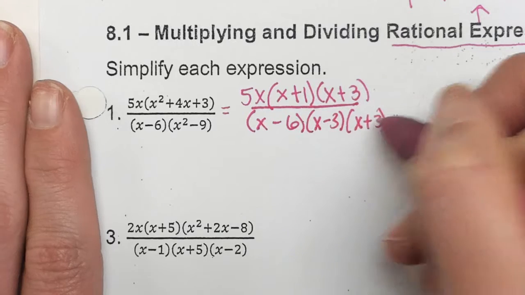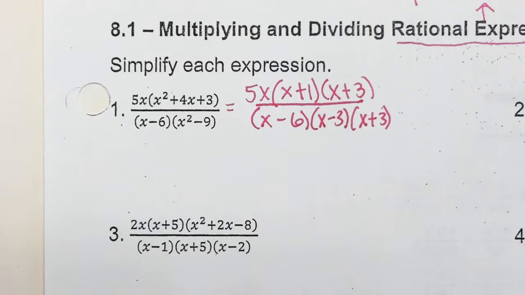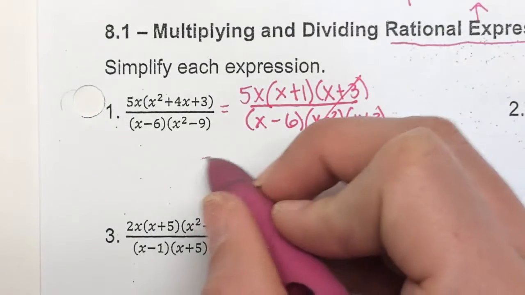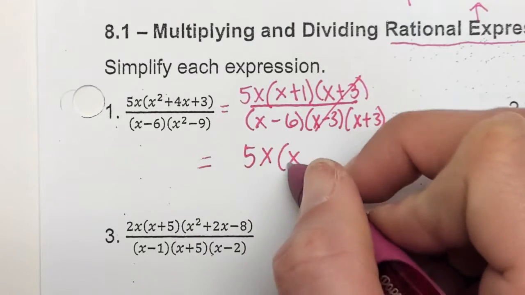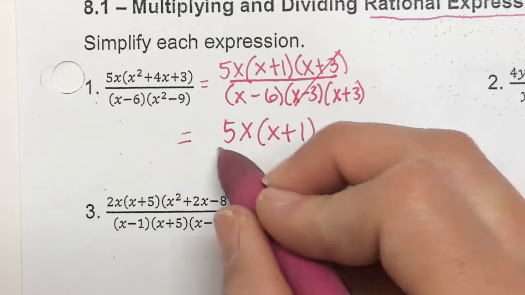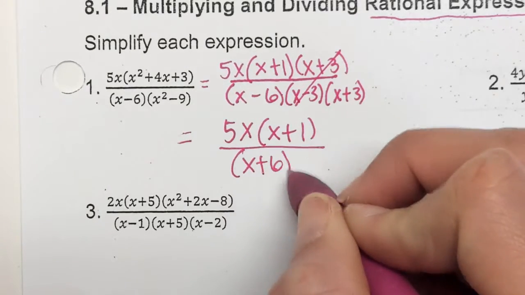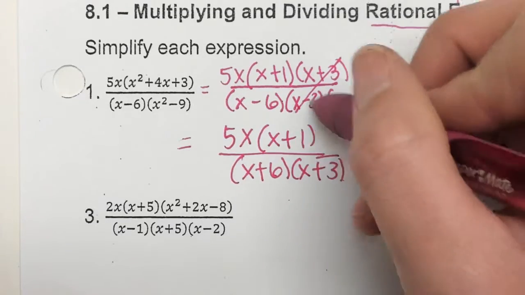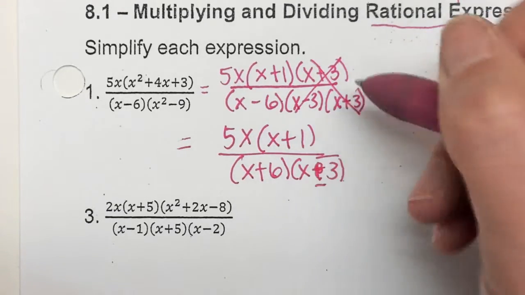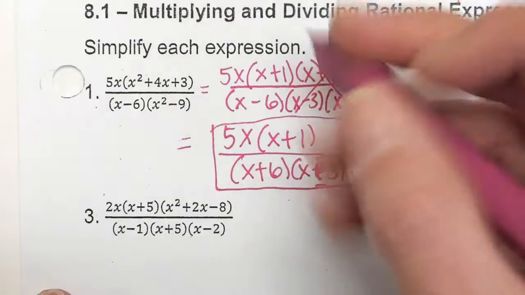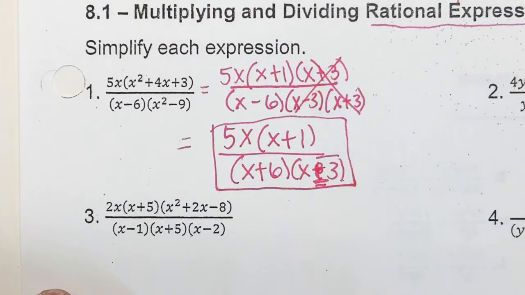Okay. So we factored everything. That's the first step, just factor top and bottom. And what's going to cancel out right here? Very good. And that's it. So now just rewrite it. 5x, x plus 1. Thank you. Over x minus 6, x plus 3. That's it. Oh, sorry. Yes, x minus 3. These cancel out, not these. That's it.